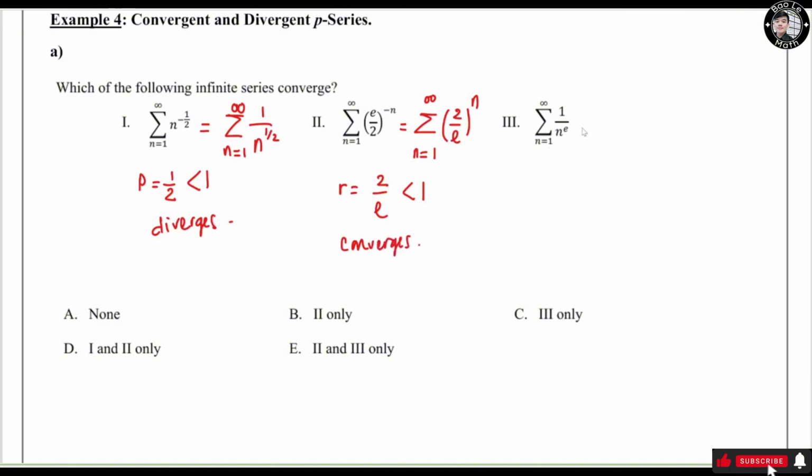Now question 3. This is actually a P series where p equals e, which is greater than 1. So this one is convergent, right? Now the question asks us to find the series that converges, right? So 2 and 3 are correct, so the answer must be E.